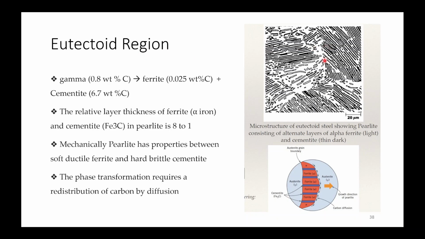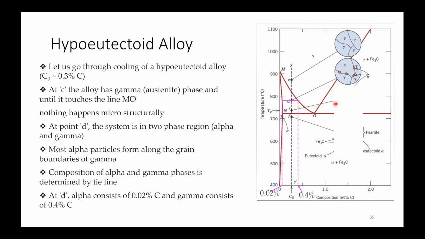In this case, your black portion is your cementite and white portion is shown as your ferrite. In case of hypoeutectoid steel, it will be having lesser carbon than eutectoid composition. So, for example, here it's taken 0.3 weight% of carbon. So, let us go through cooling of a hypoeutectoid alloy having 0.3% of carbon.